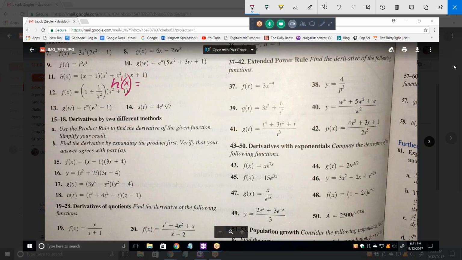It'll be x minus 1 times 3x squared plus 2x plus 1, plus 1 times x cubed plus x squared plus x plus 1.